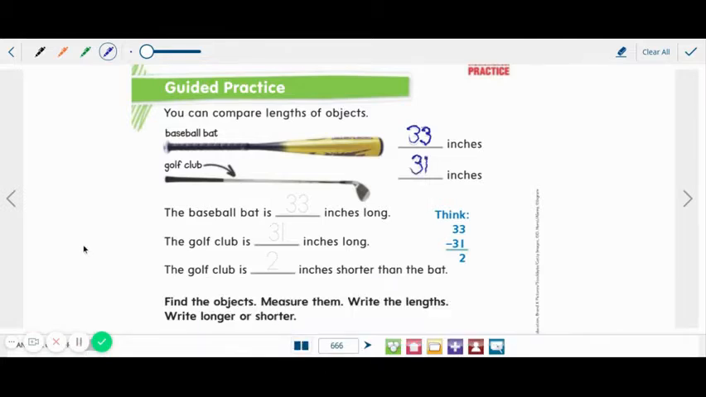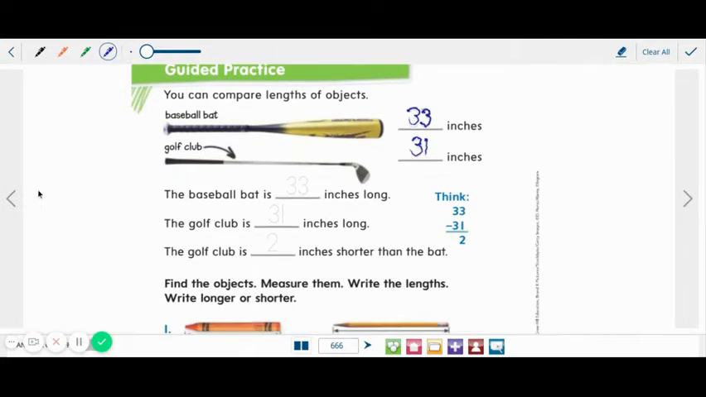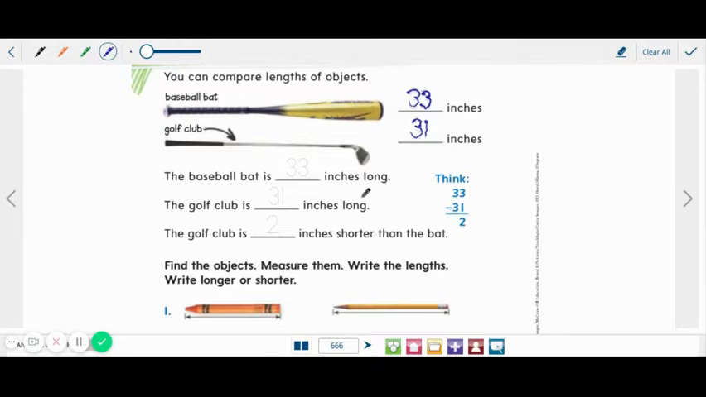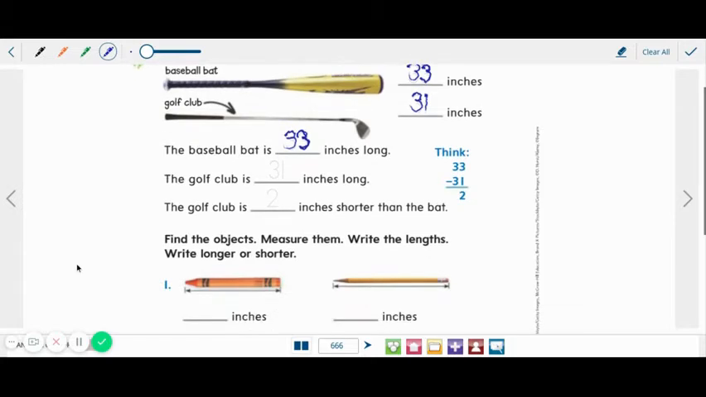All right, so now that we have both lengths of our baseball bat and the golf club, we are going to complete the next step. When we compare, we're comparing if the objects are longer or shorter. So in this case, it says the baseball bat is 33 inches long. We know that from the top here. So if you haven't done so already, take your pen and write in 33 on the dotted lines there. Next sentence says the golf club is 31 inches long. We saw that from the top here, so take your pencil and also write that in as well.